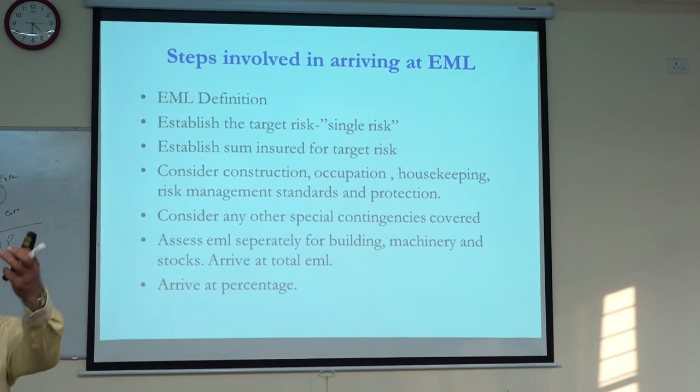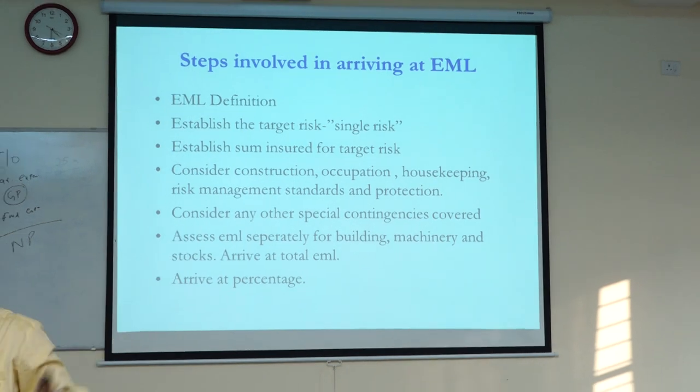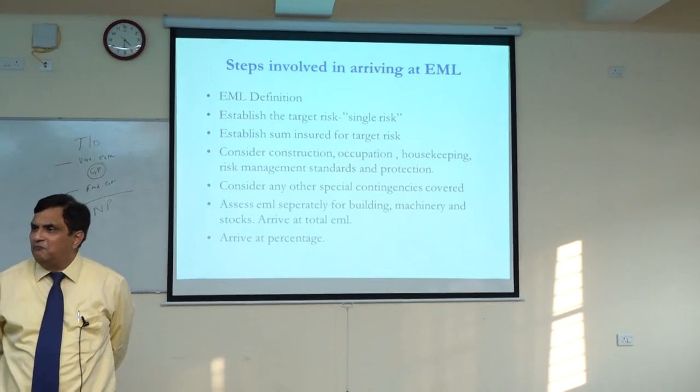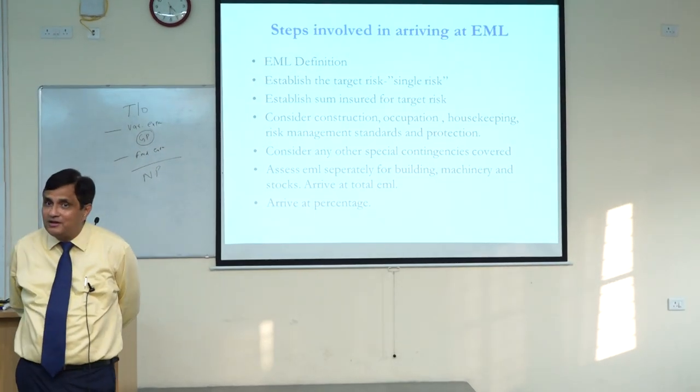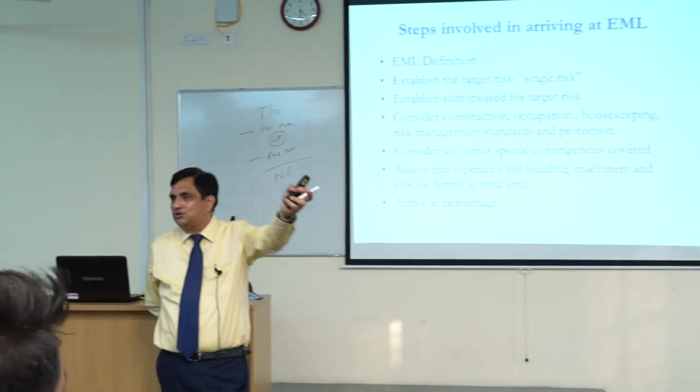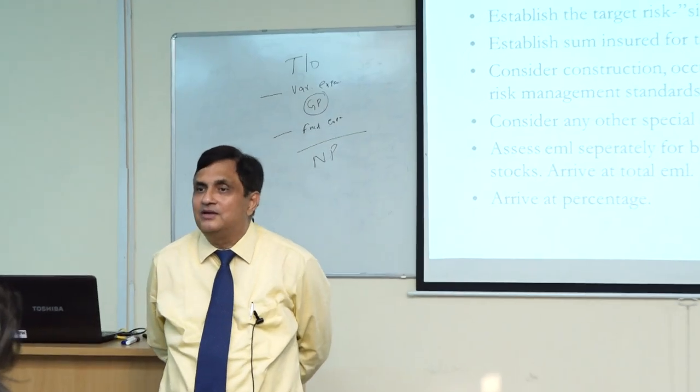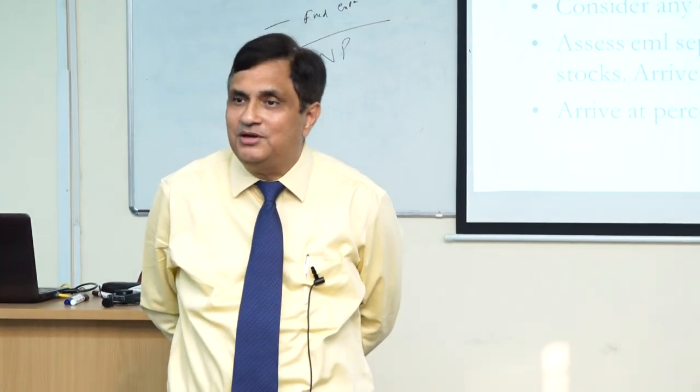For example, a steel plant. A steel plant will be 10 kilometers length, 10 kilometers breadth. You don't expect 100% loss. One block may be affected, two blocks may be affected. So what is the loss that may happen? Based on that, you do your reinsurance. That is the whole concept behind the probable maximum loss or the estimated maximum loss.